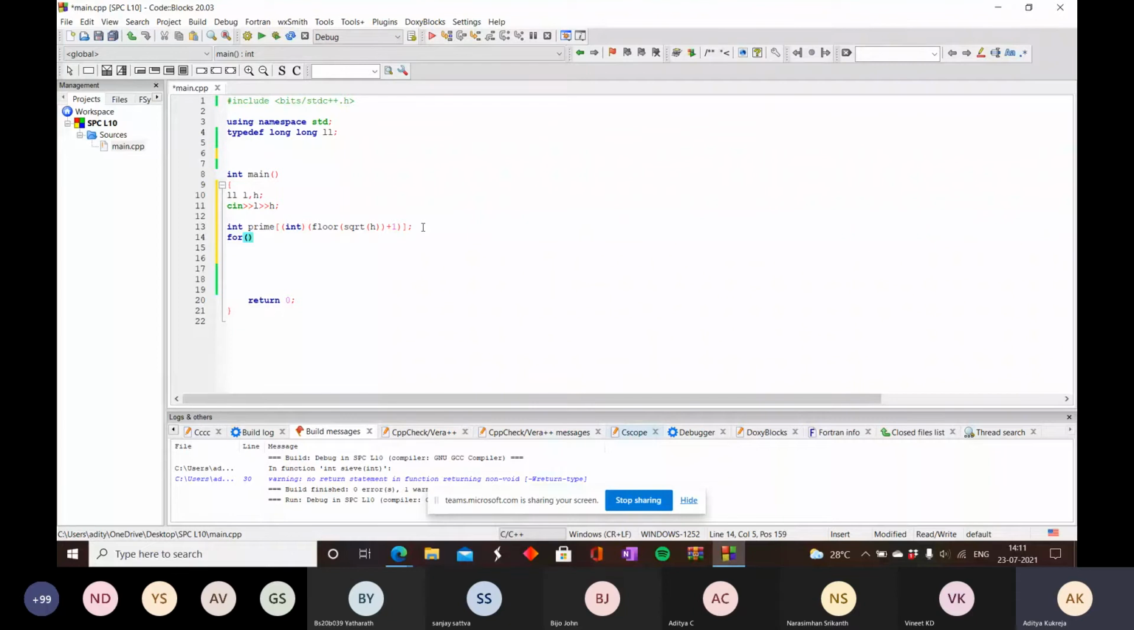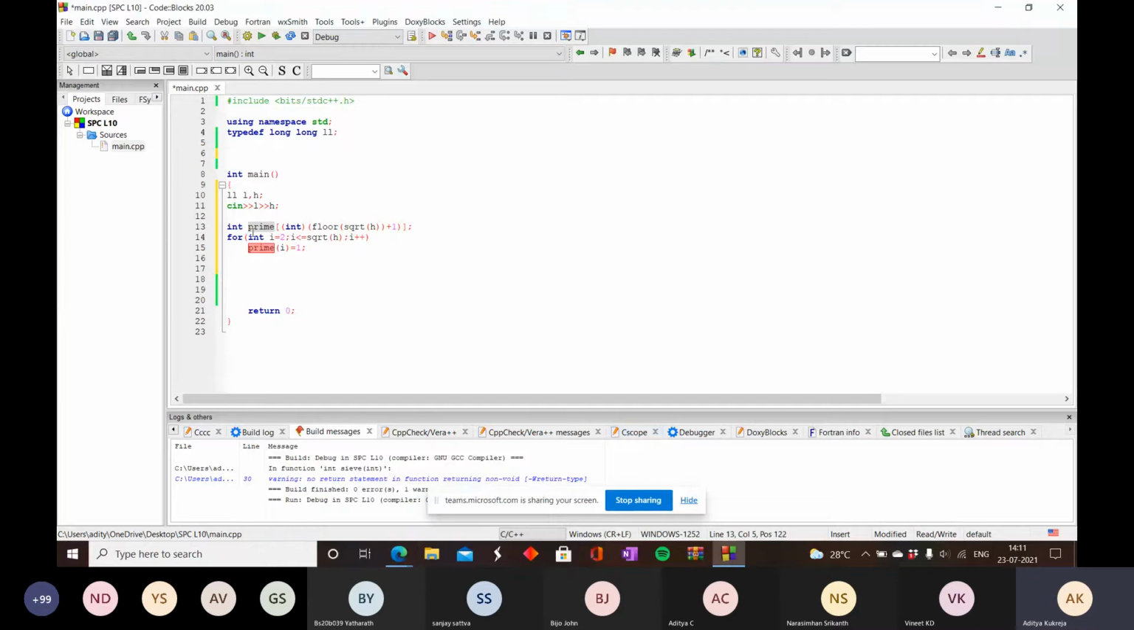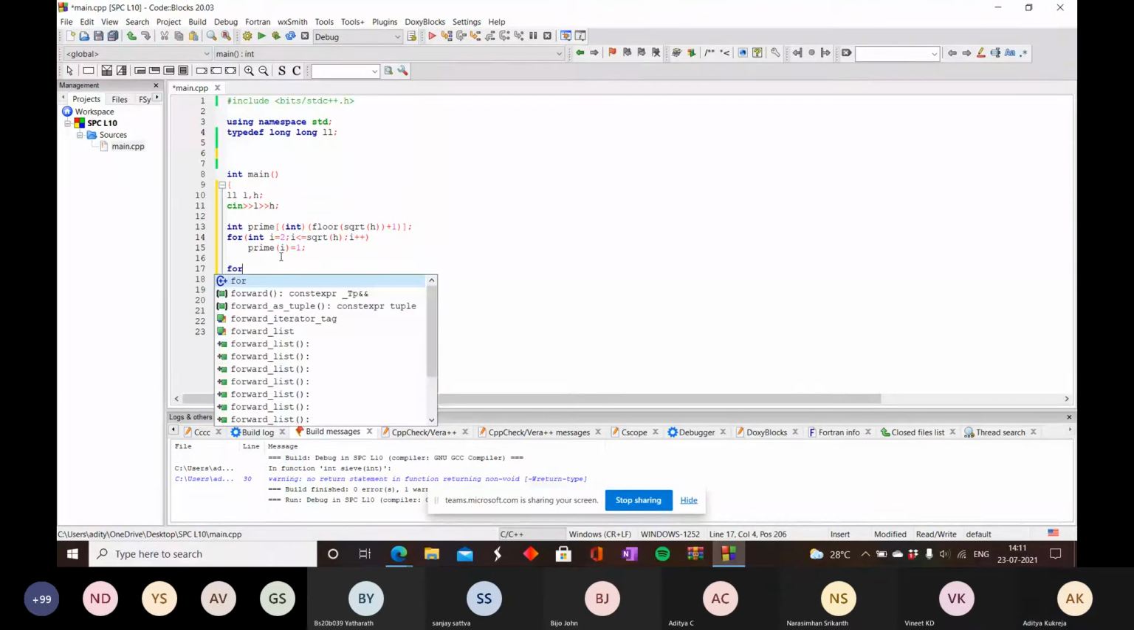So for int i equal to 2, i less than or equal to square root of H, here we'll initialize the value as 1 for each i. Once we do that, every element in this array prime would be initialized with 1, but we have to just find out the prime elements. So we'll run a sieve for this. We'll now run another for loop.